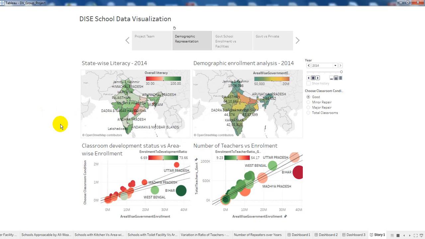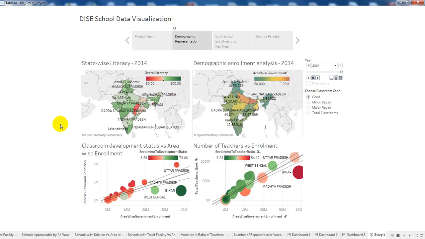Let's move on to the next visualization, which is on demographic enrollment analysis. In this we can see the number of enrollments of each state. So the states which have very less count of enrollment are displayed in green, and the ones which have very high enrollment counts are displayed in orange. In this case, Uttar Pradesh, Madhya Pradesh, Bihar and West Bengal have very high enrollment counts.